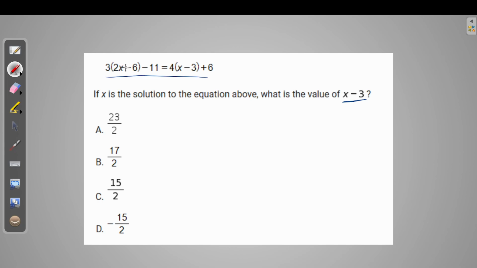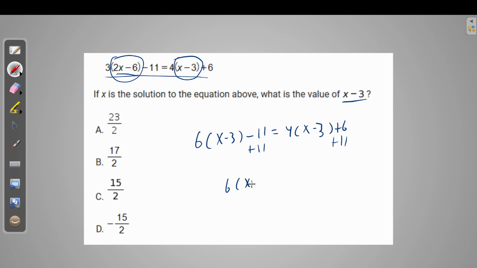So what I'd like to do here is make this term 2x minus 6 and x minus 3, this term, the exact same. And the way we can do that is just factor out 2 from this term. So make it 6(x minus 3) minus 11 is equal to 4(x minus 3) plus 6, where you add 11 on both sides. 6(x minus 3) is equal to 4(x minus 3) plus 17. Then you subtract 4(x minus 3) on either side.